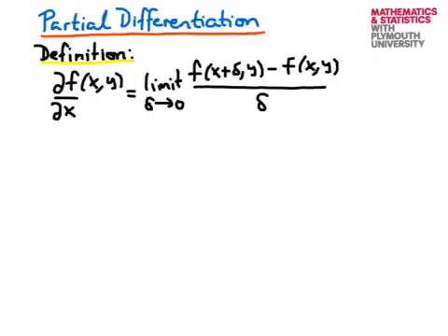The aim of this video is to discuss partial differentiation, and what I've done here is I've taken a function f of two variables x and y, and the partial derivative of it with respect to one of the variables, and I've here randomly chosen x, is given by this. It is the limit as delta goes to 0 of f of x plus delta and of y minus f of x and y, and this difference is divided by delta.